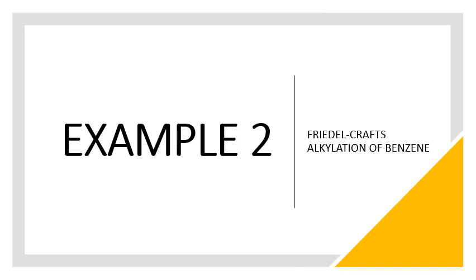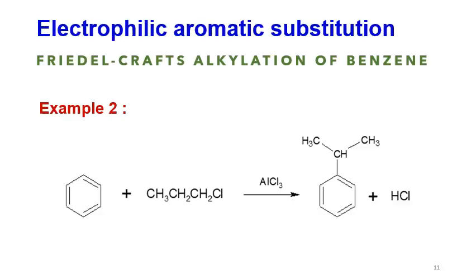Now, let's discuss the second example. Let's say we have a reaction between the benzene and the chloropropane in the presence of AlCl3 as a Lewis acid catalyst. This reaction will form an isopropyl benzene and the HCl. But now, how to write the reaction mechanism for this reaction?